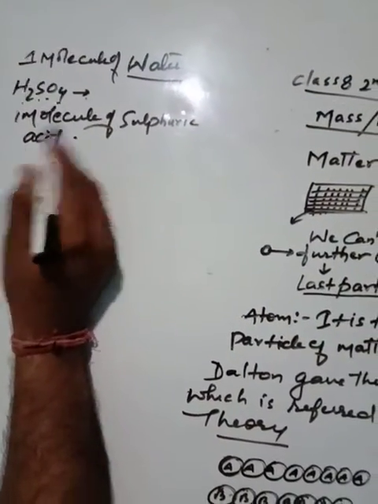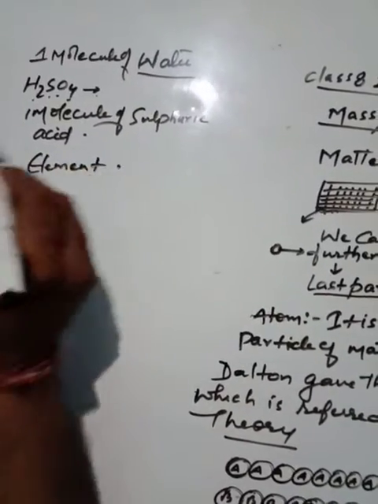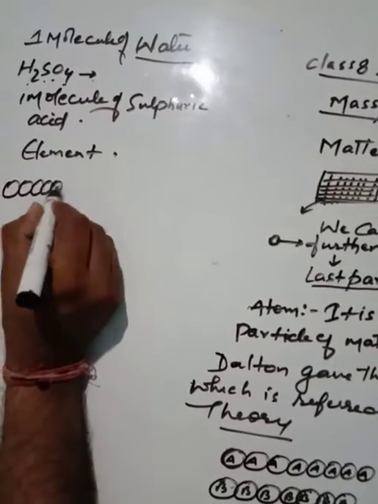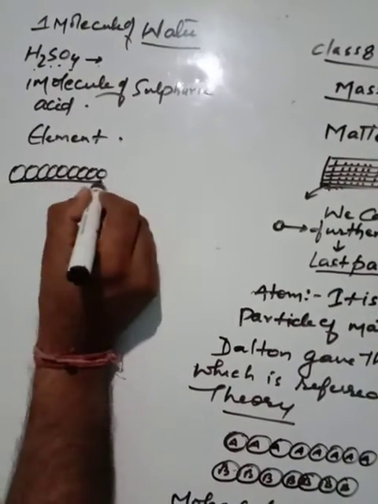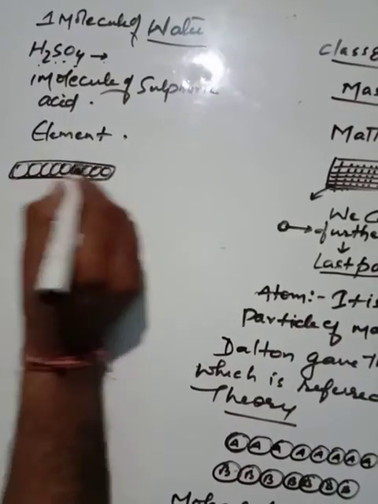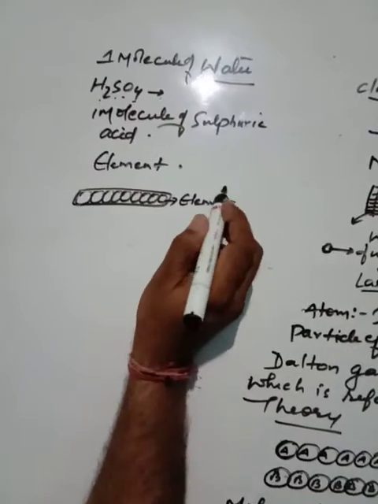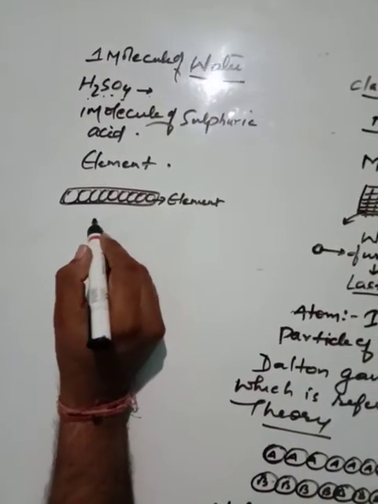So now we will switch on to the element. Next heading is element. If atoms of the same types combine together to form a substance, then it is regarded as element. The picture may not be clear to you, so I am going to give you the explanation with the help of an example.